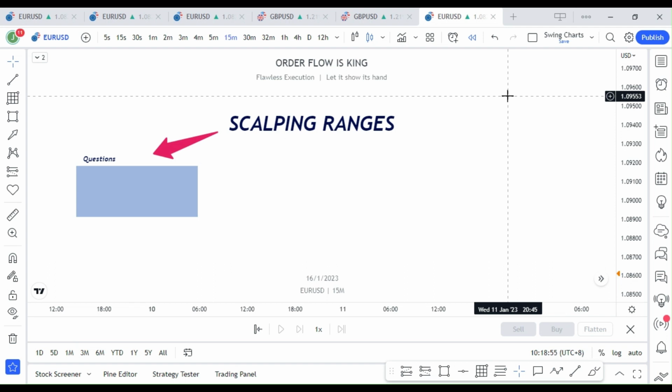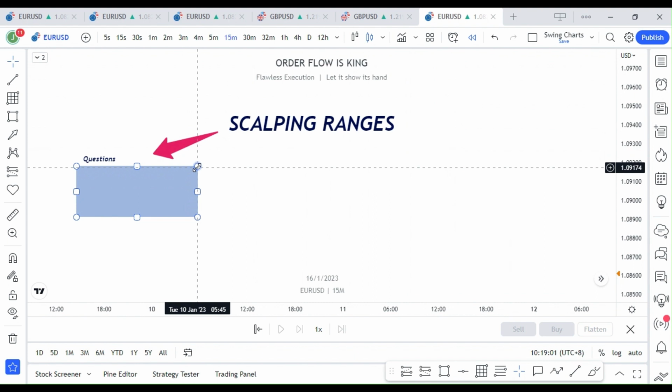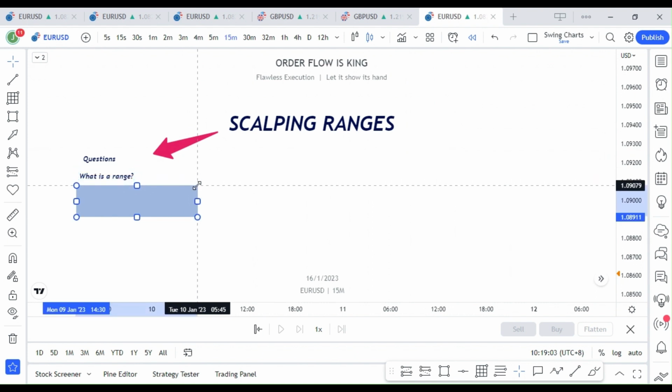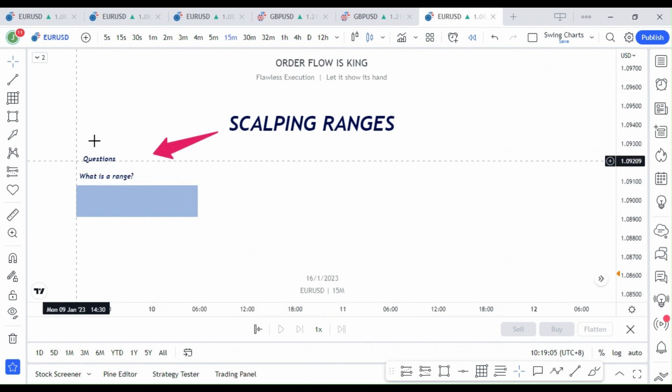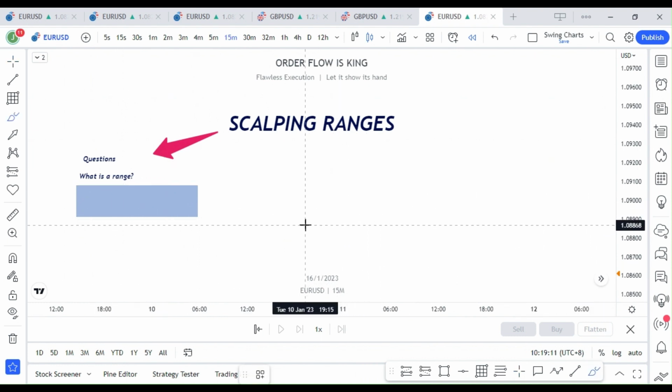And in today's video, we are going to be going over how to scalp, and specifically scalping in ranges. So I've got a few questions on the left side of my screen here that we need to obviously run through and understand before we get into the video. So question number one, what is a range? How do we define a range?